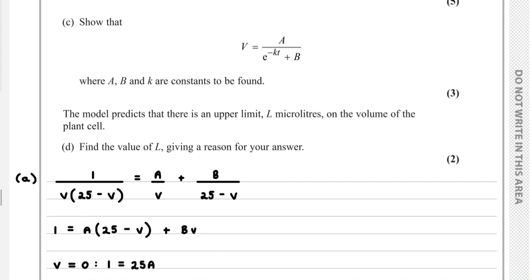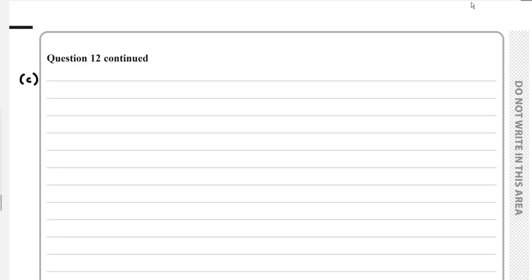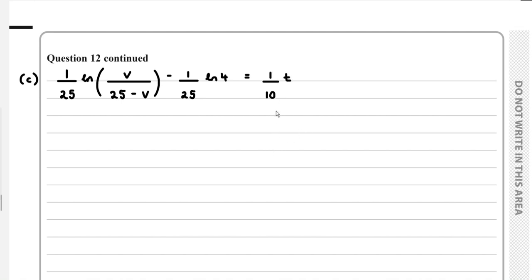Part C: show that V equals A over (e to the negative kt plus b), where a, b and k are constants to be found. If we consider this equation, 1 over 25 times the natural log of V over (25 minus V) equals 1/10 t plus 1 over 25 times the natural log of 4, we need to rearrange for V. For that, let's take this 1 over 25 times the natural log of 4 to the left-hand side. So we have 1 over 25 times the natural log of V over (25 minus V), subtract the natural log of 4 over 25, equals 1/10 t.